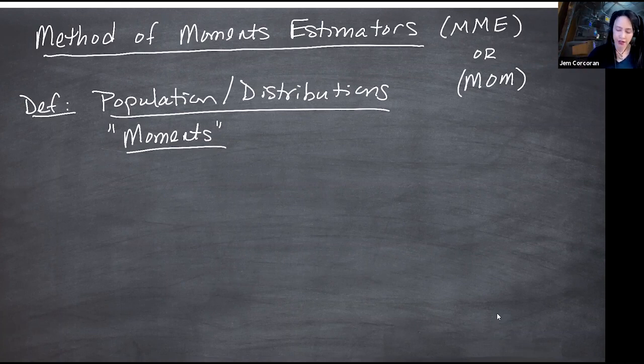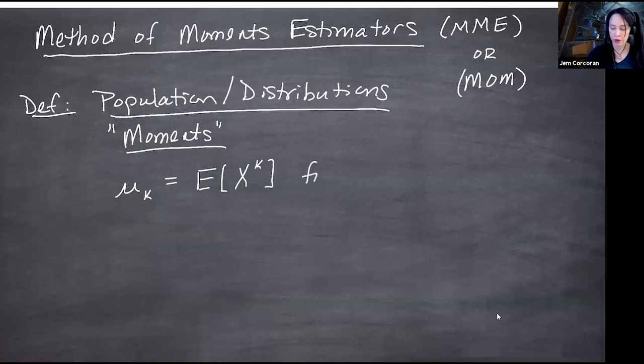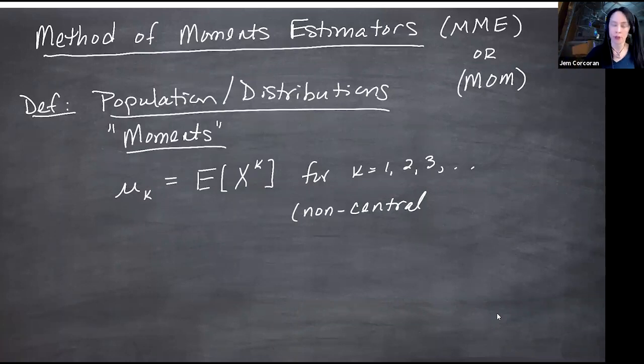So here is notation and definition at the same time. We're going to use a mu, like our mean, sub k, to denote the expected value of x to the k. And this is going to be for k equals 1, 2, 3 on up. If you care, these are called non-central moments, which I don't want you to worry about at all. I only mention this in case you've seen moments before and you're like, whoa, that's not what I know as a moment.